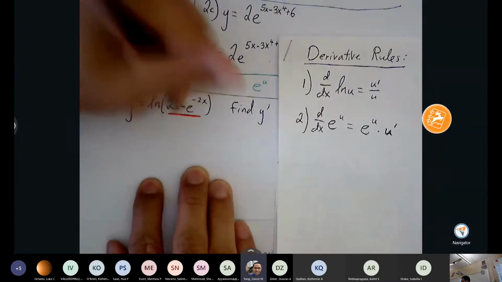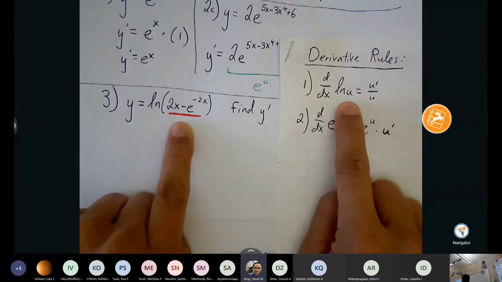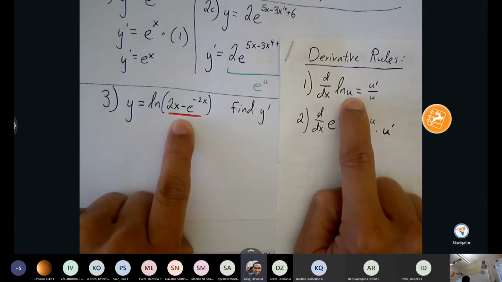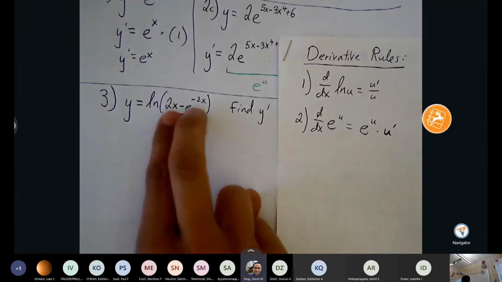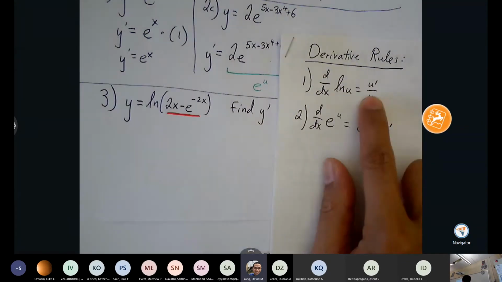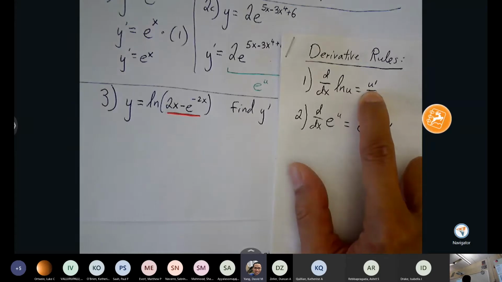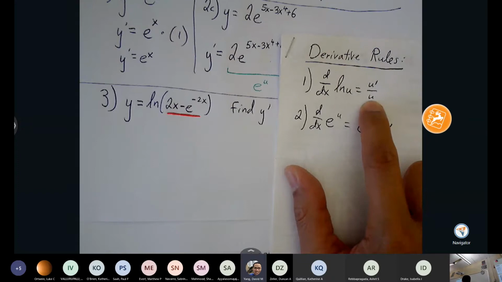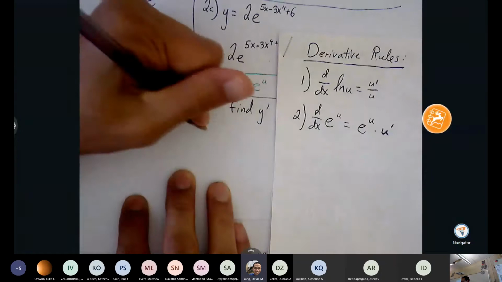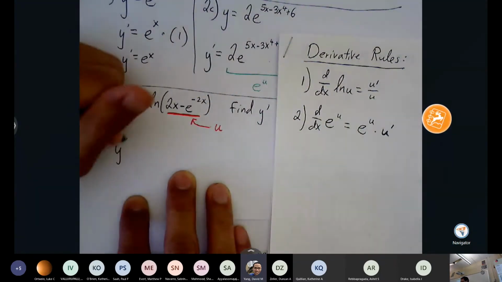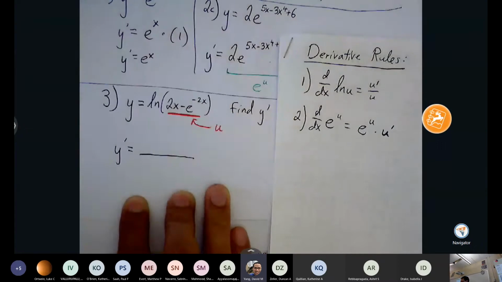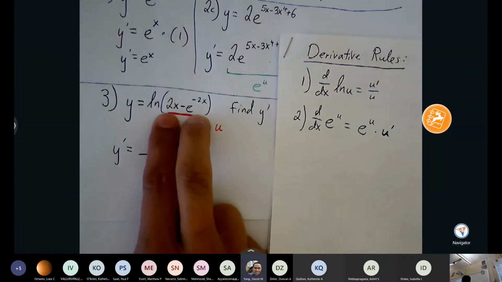Everything inside the parentheses. So let's review the rule for natural log. Natural log of u says the derivative is u prime. So u prime means I'm going to take the derivative of everything I see inside the parentheses, and it's going to go in the space above in the numerator. Divided by the original u value. Whatever I see inside the parentheses, I'm going to make an exact copy and put it in the denominator. So let me label that. This is my u value.